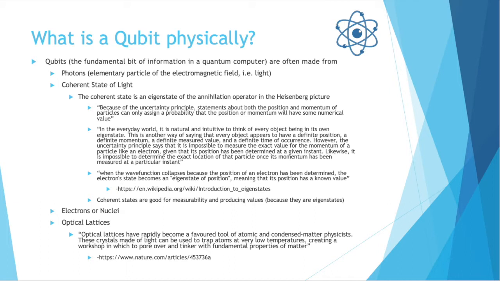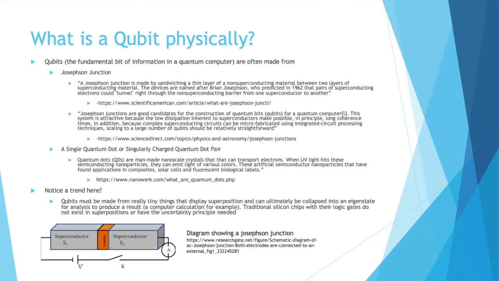Also, qubits can be made out of electrons or nuclei. They can be made out of something called optical lattices, which are crystals made of light that can be used to trap atoms at very low temperatures, creating a workshop in which to pore over and tinker with fundamental properties of matter. Qubits can be made from Josephson junctions.